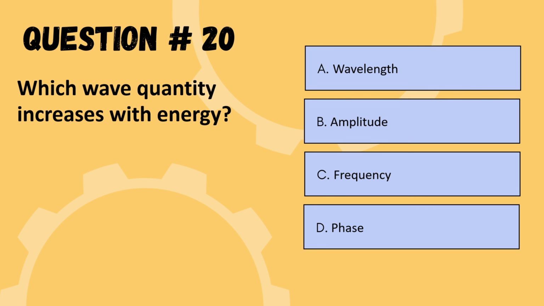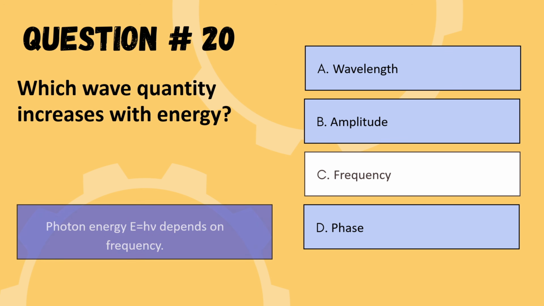Next question is which wave quantity increases with energy? Options are wavelength, amplitude, frequency, or phase. So the correct option is option C, frequency. So we are moving to the next question.